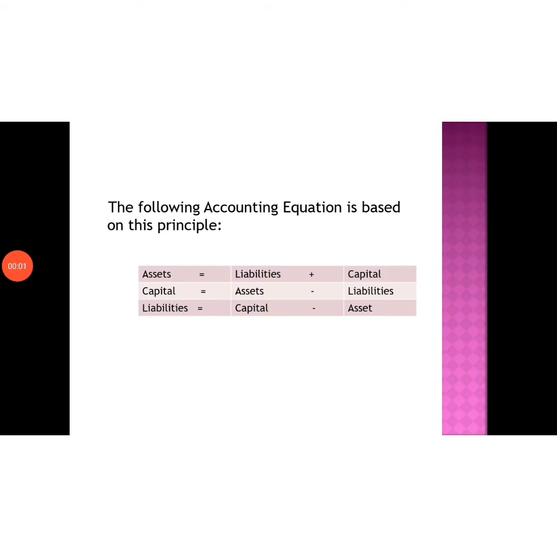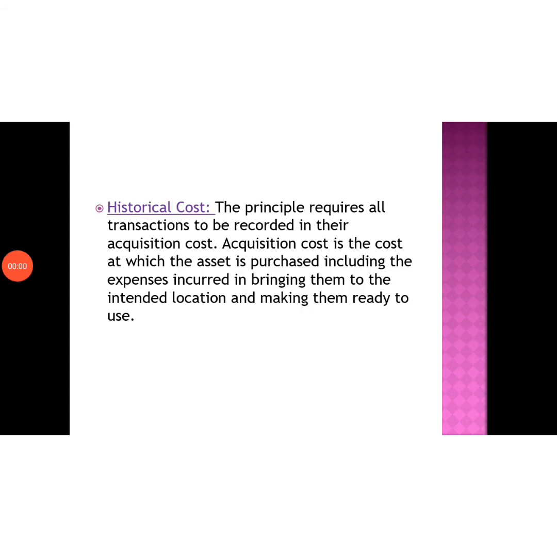Based on the dual aspect, we have developed an equation called the accounting equation. The accounting equation states that assets equal liability plus capital. Again, if you take the capital to the left side, capital is equal to assets minus liability. When you take the liability to the left side, liability is equal to assets minus capital.